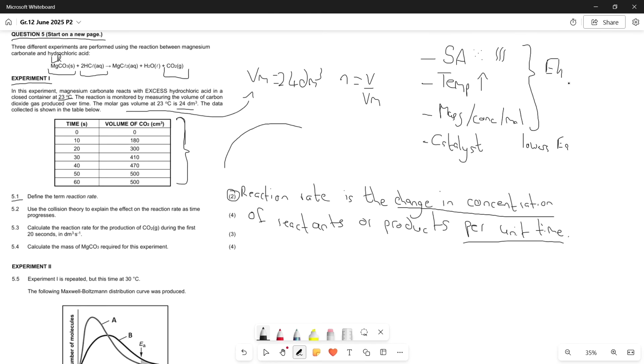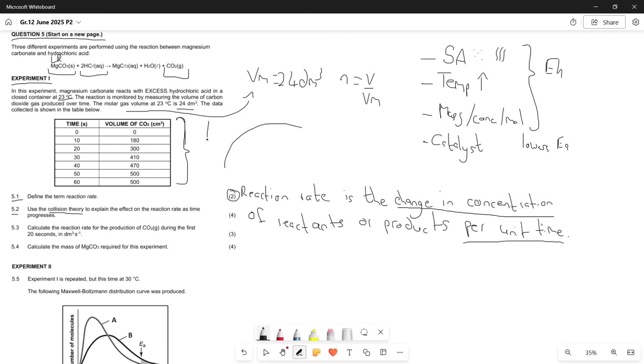This is the overview for this section, what we're trying to keep in mind as to what are we testing that affects the rate of reaction, and then this reaction rate definition just helps us with the formula to see that, okay, what we've been given on the table is in fact what we need to put in a formula at some stage, which is the change in this over the change in that. And with that, we're on 5.2 that says use the collision theory, very common question, to explain the effect on the reaction rate as time progresses.